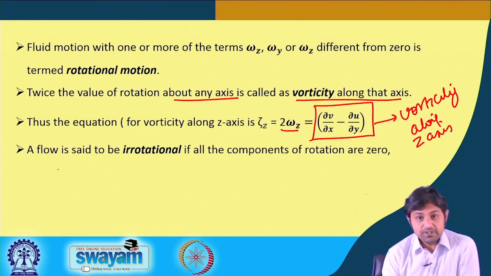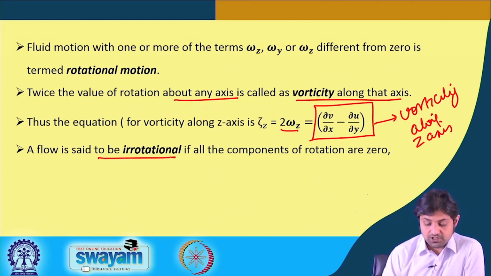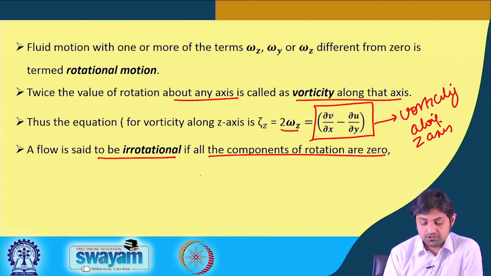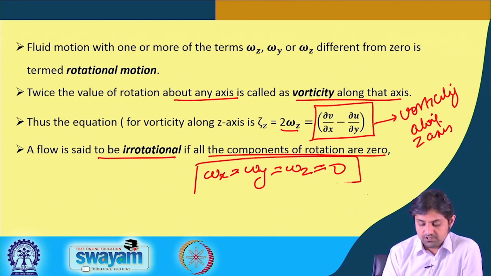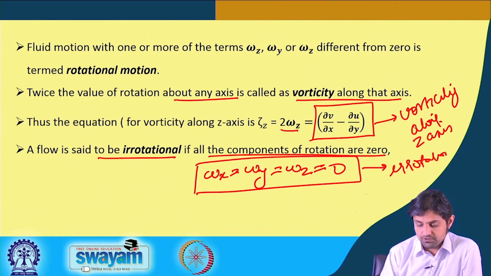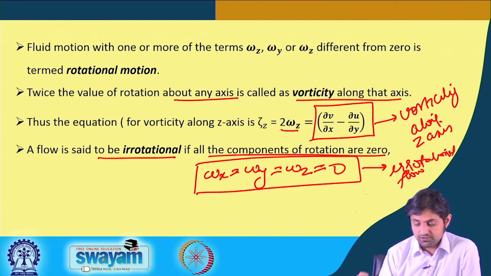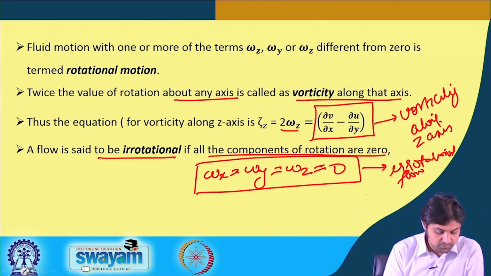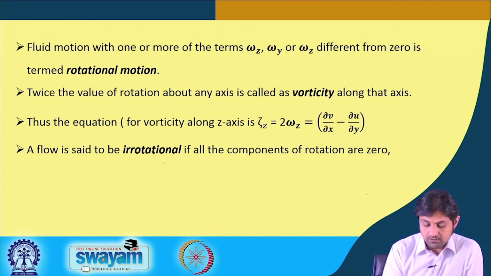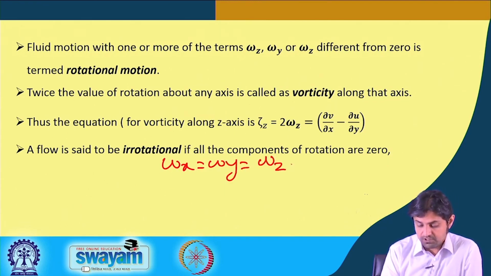So, a flow is said to be irrotational if all components of rotation are 0. So, that means omega x is equal to omega y is equal to omega z is equal to 0. This is the definition of irrotational flow. Let me write it more properly: omega x is equal to omega y is equal to omega z is equal to 0. This is called irrotational flow.